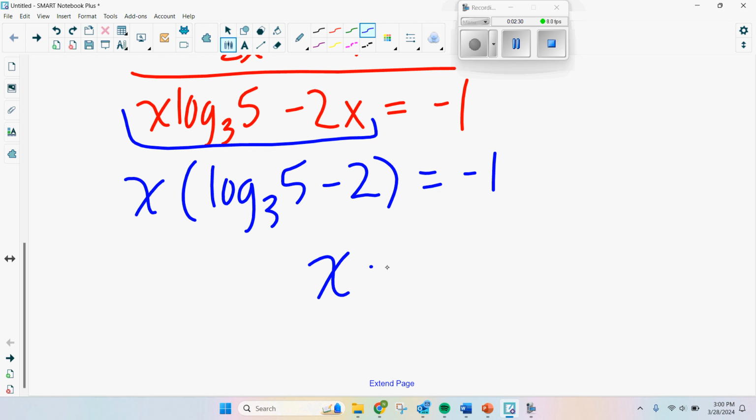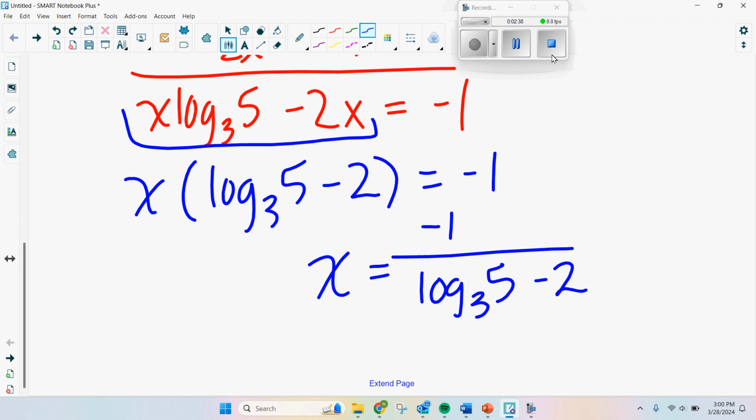And then I'm almost done. I'm trying to get the x alone, so I can divide by that whole log base 3 of 5 minus 2. And that's it. You don't actually have to go any further than that. You're allowed to leave the log in your answer as long as there are numbers in there.